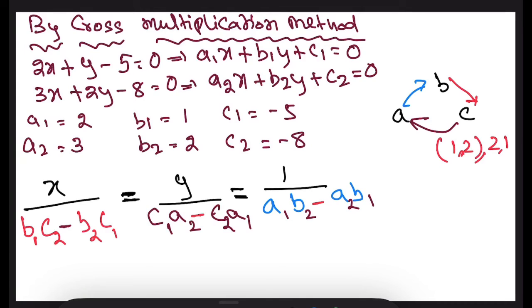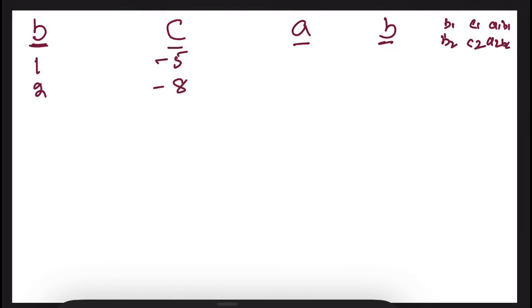Now do the cross multiplication way. To make it easy, remember it as b, c, a, b. We will write b1, b2 for b, c1, c2 for c, and a1, a2 for a, and for b again the same b1, b2, since it starts with b and ends with b. We can see the values from the equations. b1 is 1, b2 is 2, c1 is -5, c2 is -8. Then a is 2 and 3, and b is 1 and 2.